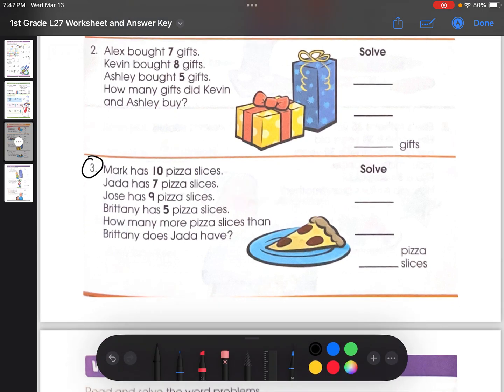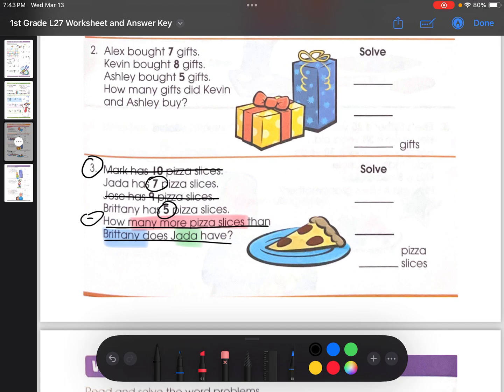Mark has 10 pizza slices. Jada has 7 pizza slices. Jose has 9 pizza slices. Brittany has 5 pizza slices. How many more pizza slices than Brittany does Jada have? So again, if we're looking at the main question, we only need Brittany and Jada, which means that up here Mark can be crossed out and Jose can be crossed out. So it is again a how many more, which means it is a subtraction problem. So from here, using the leftover numbers, let's try making new problems.